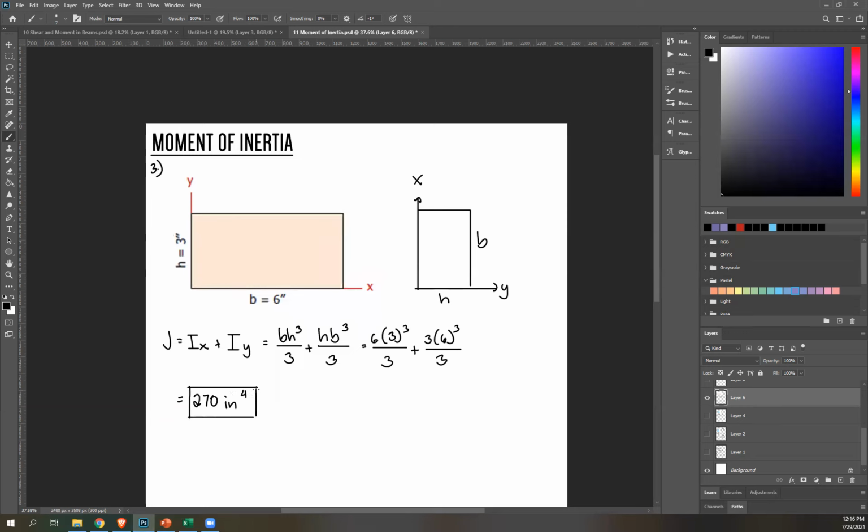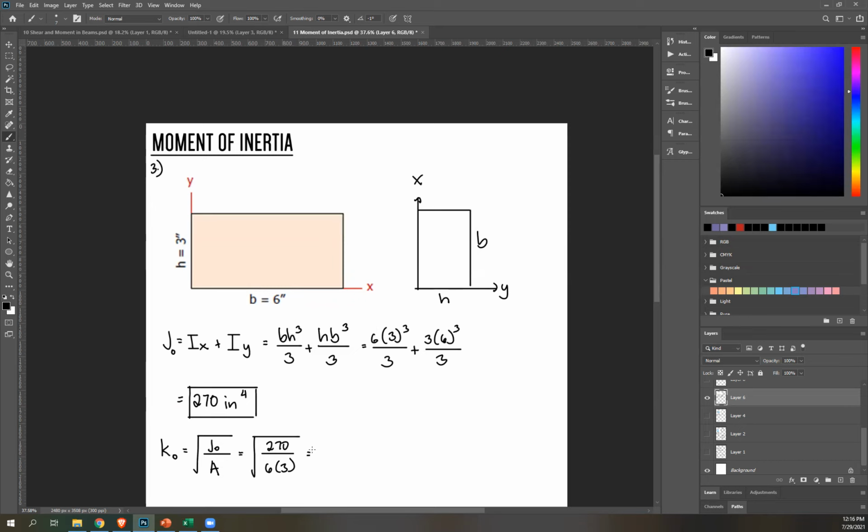Next, we're looking for the radius of gyration about the pole. So that's K sub O or K sub J. If you recall the equation for that, it's the square root of J sub O over the cross-sectional area. So J sub O is 270. The area of your shape is a rectangle, so that's just base times height, so 6 times 3. Please solve. What's the answer?